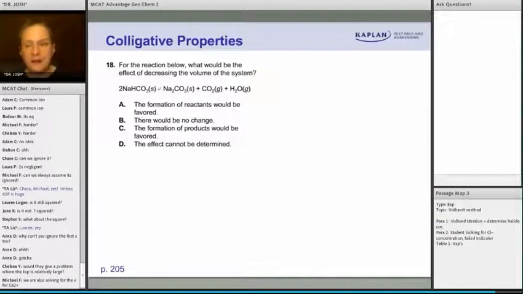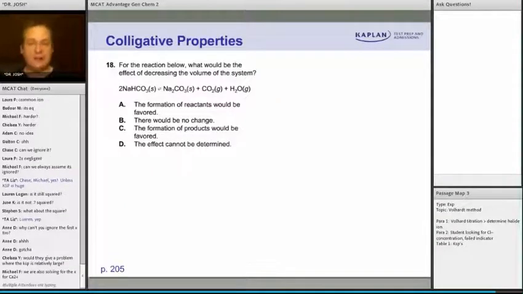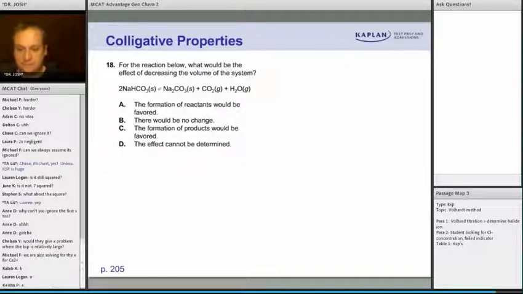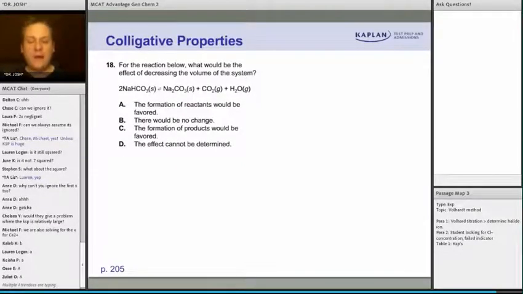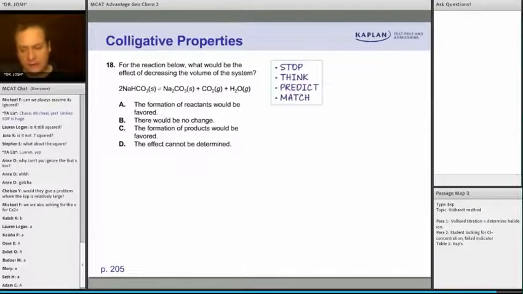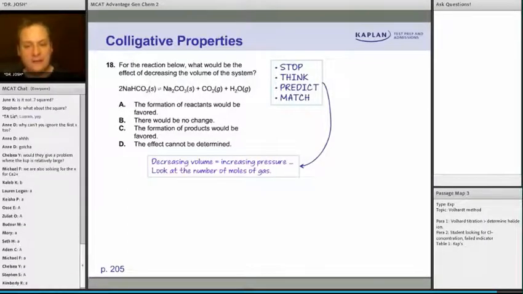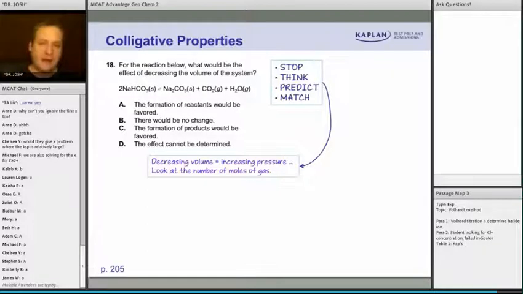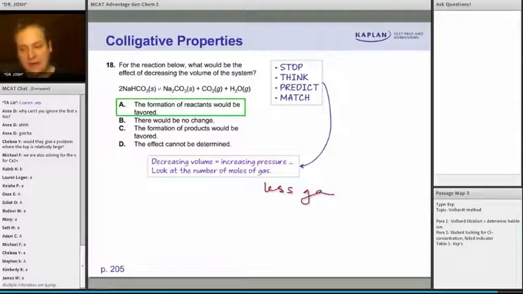And then we go to the last one, and you guys tell me. You tell me, what would happen if we decrease the volume? Well, we think decrease the volume means increase the pressure. We increase the pressure, go to the side with less gas. You guys are saying A? There it is. So nicely done.